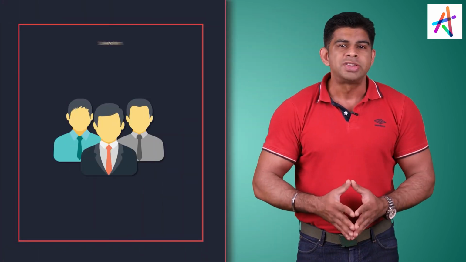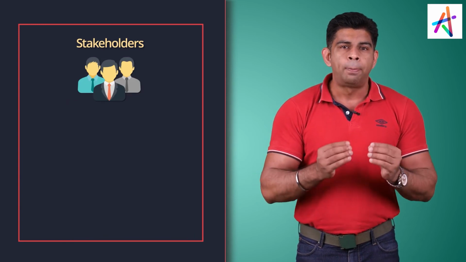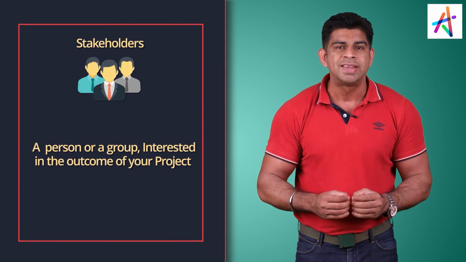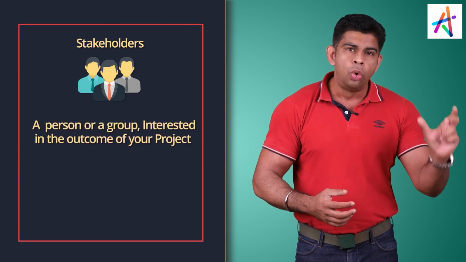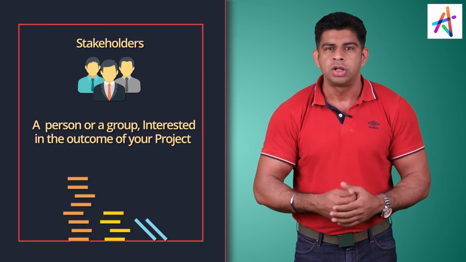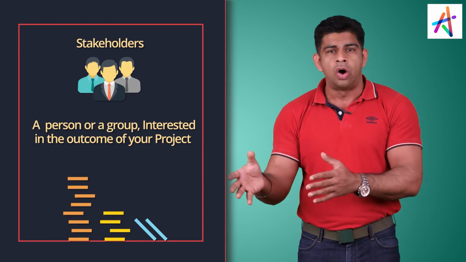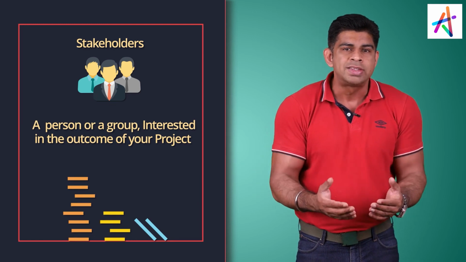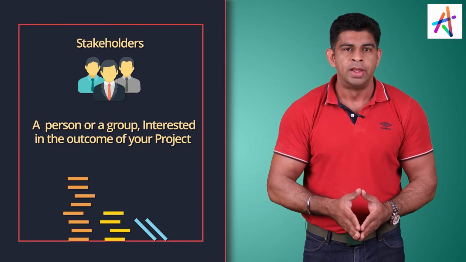Let's now speak about the stakeholders. What's a stakeholder? A stakeholder is a person or a group which has an interest in the outcome of your project or the output of the project. Anybody who holds stakes in your project is a stakeholder. Project stakeholders, as I said, are an individual or an organization whose interests are affected positively or negatively by the project. Different project stakeholders can have different and conflicting expectations which we have to understand and manage.